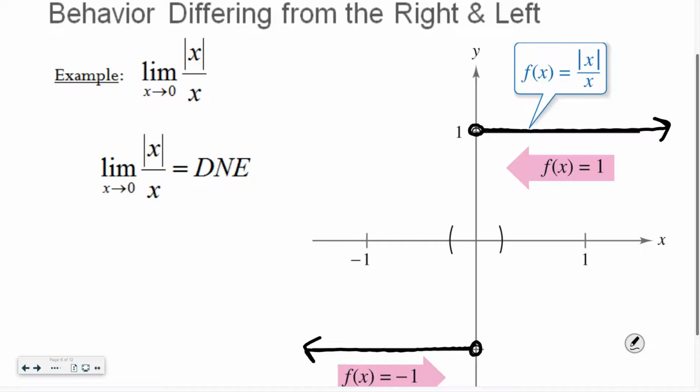Okay. So if we are looking at the limit as x approaches 0, if we drive our car on the curve, I'll let you drive down first. I'm getting excited.